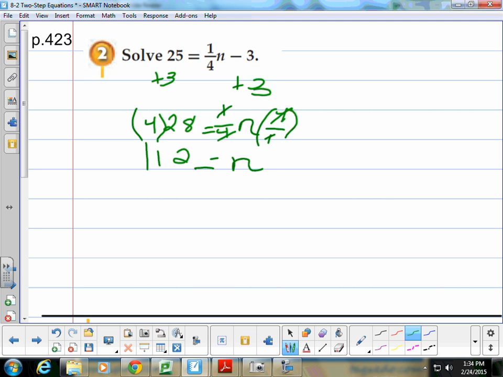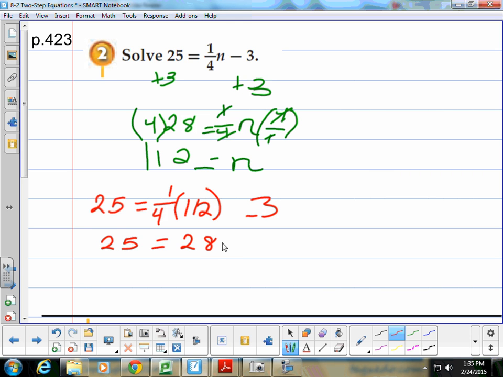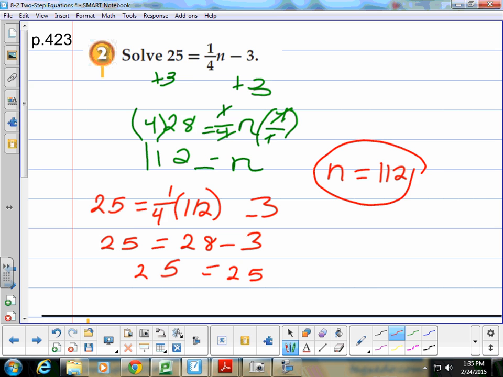is equal to n. Checking your solution again, you can plug it in. So you're going to do 25 is equal to 1/4 of 112 minus 3. Again, I'm sorry for the writing. I'm trying to get used to this thing. 25 is then equal to 28. Use your calculator if you need to, or cross cancel, minus 3. And so 25 equals 25. So my solution of n equals 112 is correct.